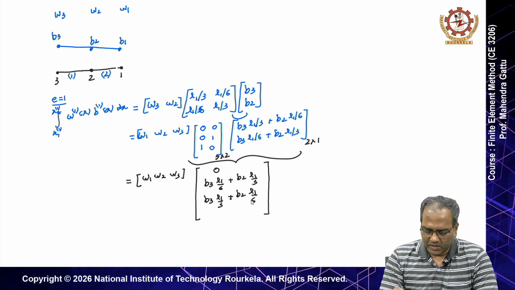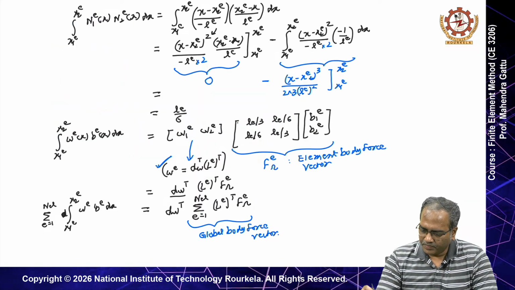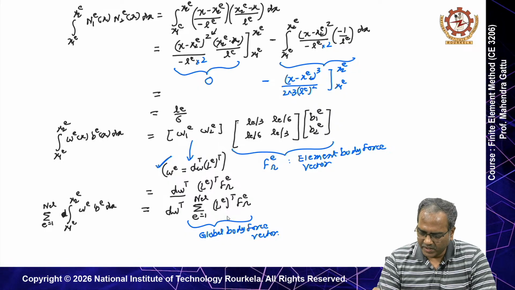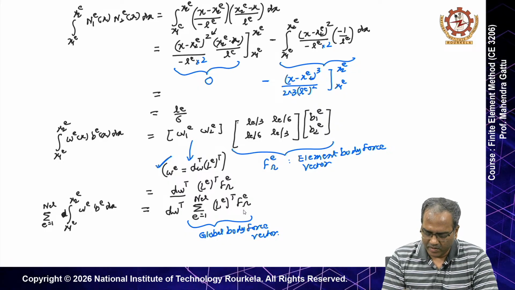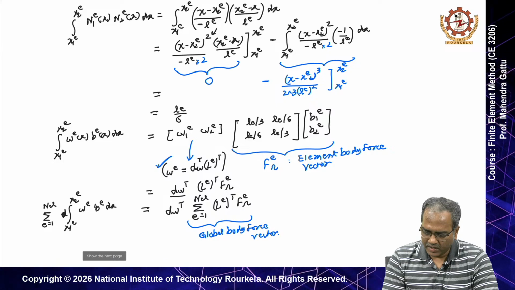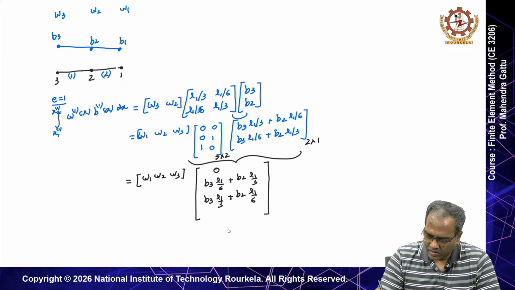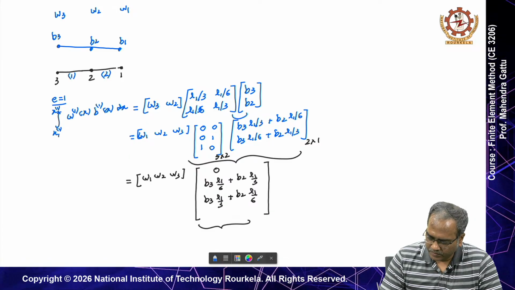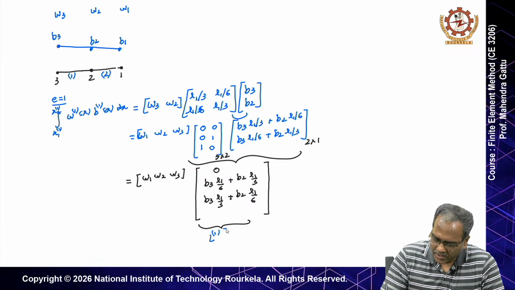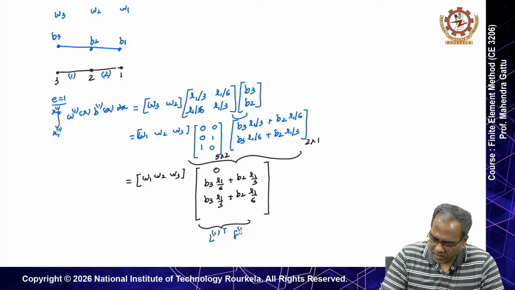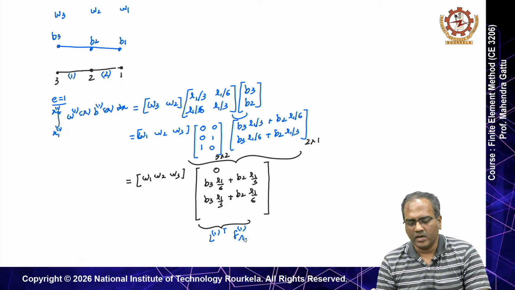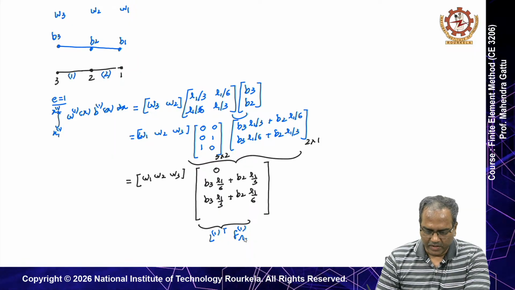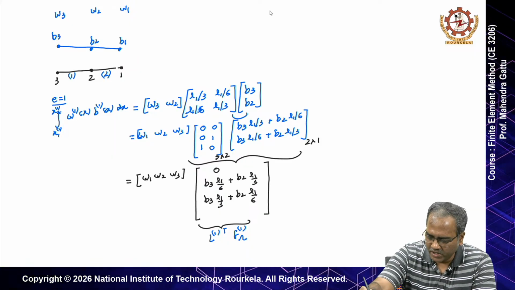So this matrix is what we have called, I think, LE transpose FE omega. This matrix is L1 transpose F1 omega. Okay. So we can repeat the same exercise for the second element. So if E is 2, what will happen?